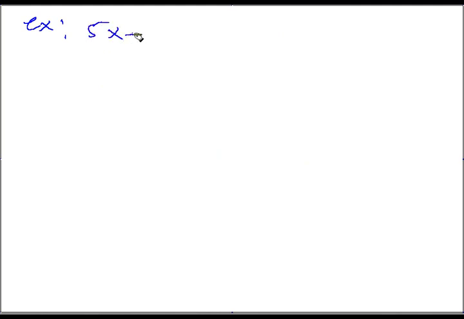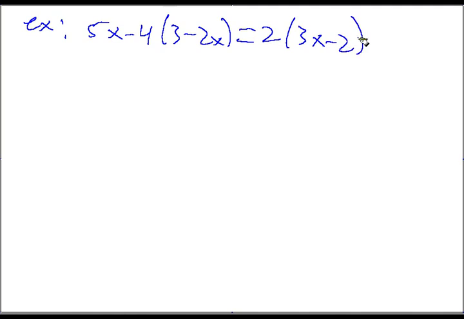Let's try 5x minus 4 times the quantity 3 minus 2x equal to 2 times 3x minus 2, plus 6. All right? Again, the only thing challenging here is simplifying each side. But that's not too bad at all if we do it step by step.